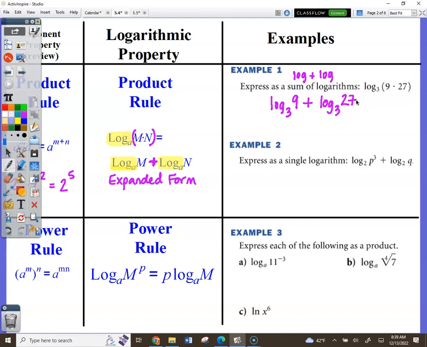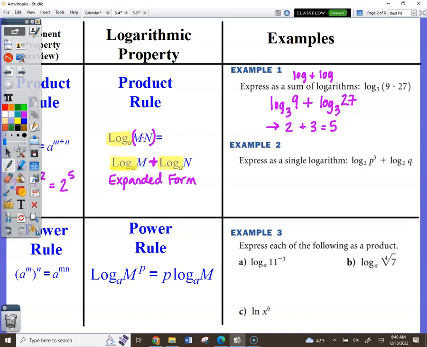Now, if you were trying to practice in your head, understanding these logs, let's look at it. This means 3 to some power is 9. Three to what power is 9? 3 squared is 9, right? I'm just going to write an arrow. So that would be 2. And then 3 to what power is 27? 3. So the answer there is actually 5. It didn't ask you to clean it up. I just want you to keep practicing understanding what a log is. Okay? This is the answer, writing it out in expanded form.